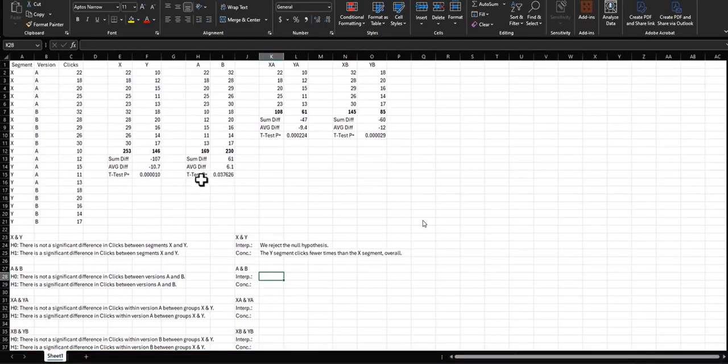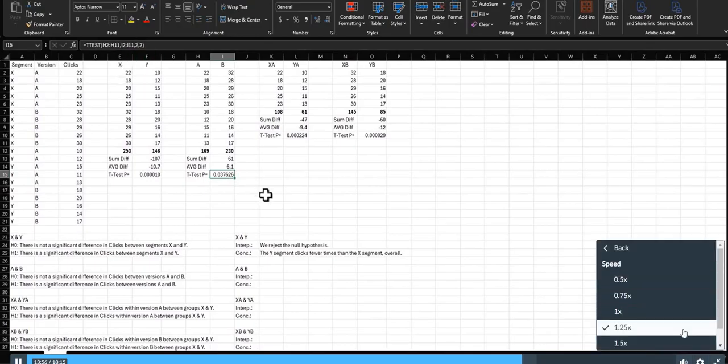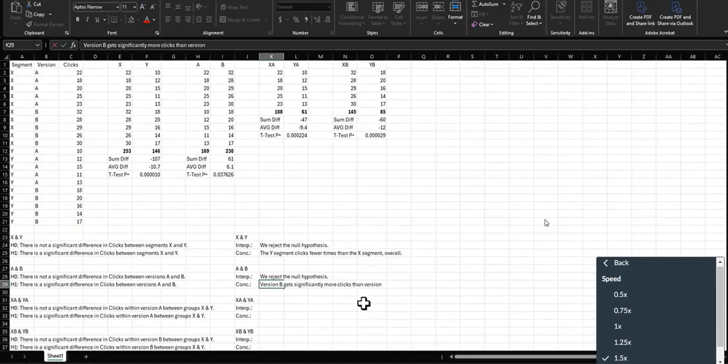All right, how about the next one? The next one we have is our AB t-test. In this case, we have a p-value of 0.0376 for a two-tailed test. Is this less than or equal to 0.05? It is, so again, we reject the null hypothesis. Since there is statistical significance here, our conclusion is version B gets significantly more clicks than version A.